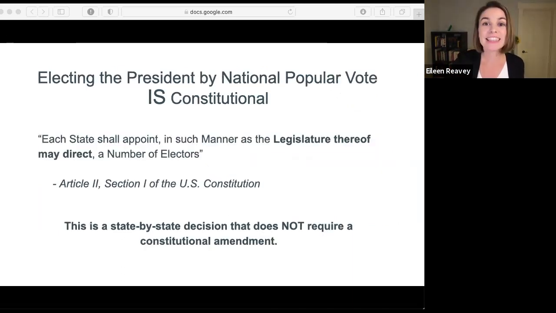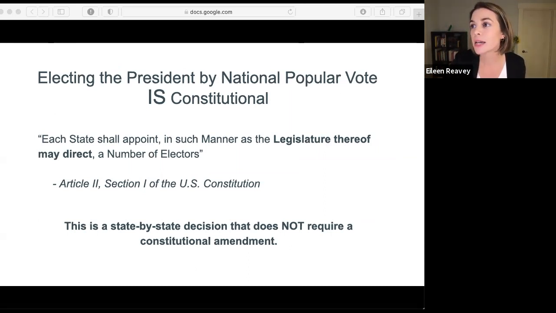And yes, this is constitutional. If you remember at the beginning, I talked about the authority for this comes from Article 2, Section 1. It's really the plain reading of the Constitution. This is all of the instruction that it gives to the states: that they get to decide how to choose their electors. "Each state shall appoint in such manner as the legislature thereof may direct a number of electors." So this is constitutional because determining how electors are chosen is a plenary exclusive power of the states.